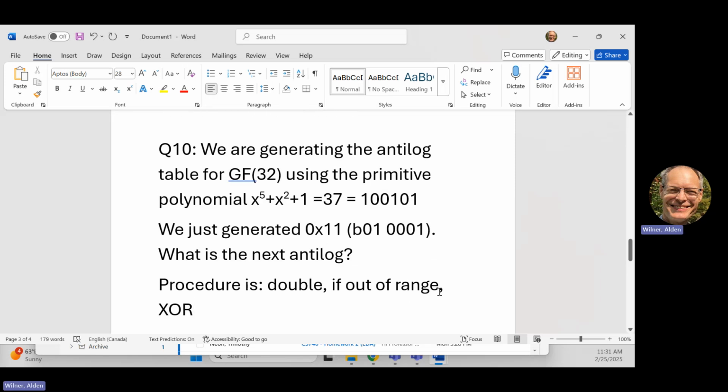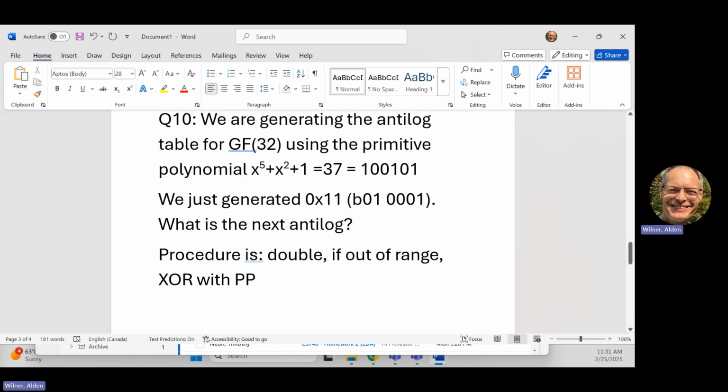we take the number that we just generated and we double it. If we're out of the range, we XOR with the primitive polynomial, and that will bring it back into range, right? So we take 17, 010001, we double it, and it becomes 100010. Again, 17 doubled is going to be 34, right?